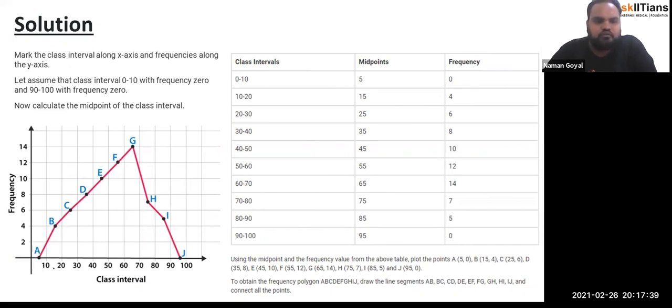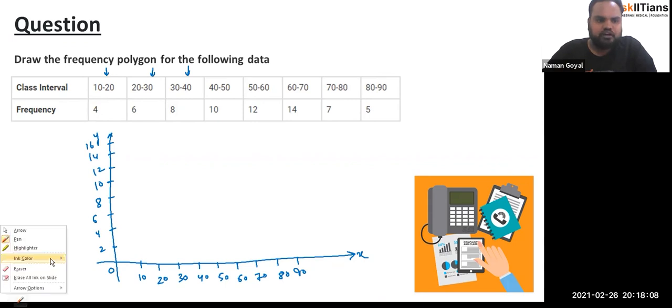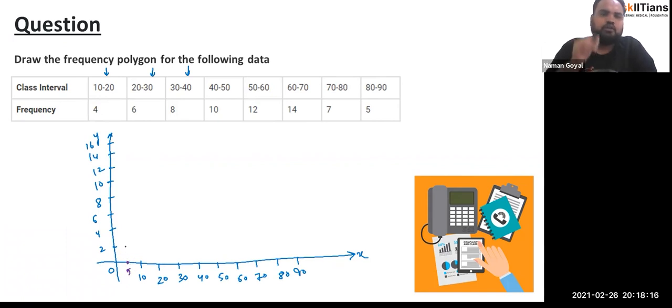Now we can draw 10, 20; this is frequency, this is class interval. For 0 to 10, the midpoint is 5 and the frequency is 0, because there is no 0 to 10 in the data, so we take 0. When the interval is given, we take the class mark as the midpoint of that interval. Let me change the color. For 0 to 10 it is 5, so we start by plotting the point at 5.